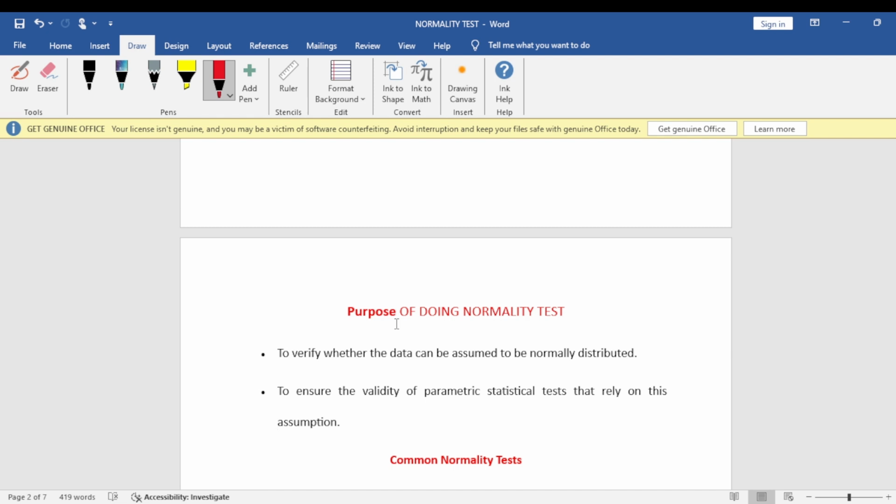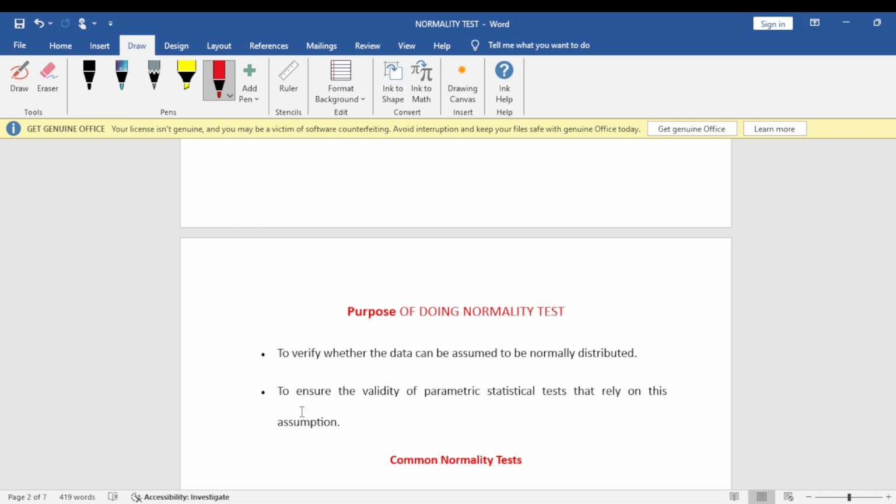The first purpose of doing normality test is to verify whether data can be assumed to be normally distributed. So to check if the data is normally distributed. For most of the statistical techniques we mentioned above, like the t-test, ANOVA, the regression, the assumption is that the data have to be normally distributed. So we do the normality test to test if our data is normally distributed.